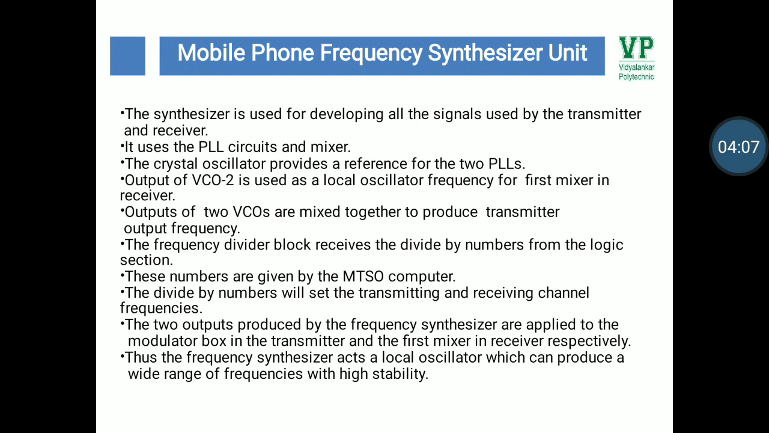The frequency divider block receives the divide by numbers from the logic section. These numbers are given by MTSO computer. The divide by number will set transmitting and receiving channel frequencies. The two outputs produced by frequency synthesizer are applied to the modulator box in the transmitter and the first mixer in the receiver respectively. Thus, the frequency synthesizer acts as a local oscillator which can produce a wide range of frequencies with high stability.